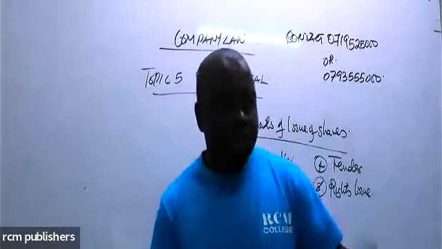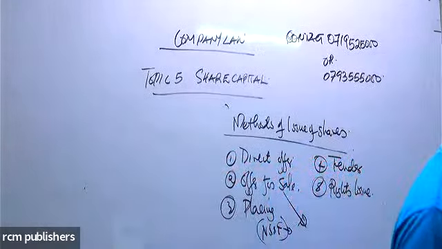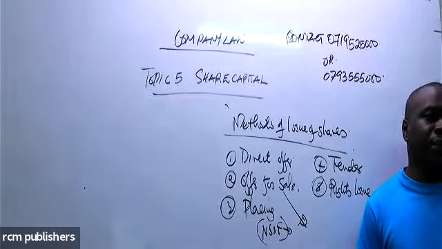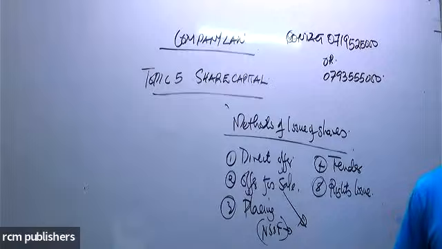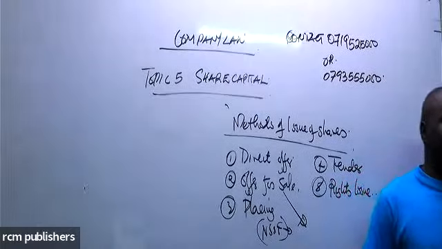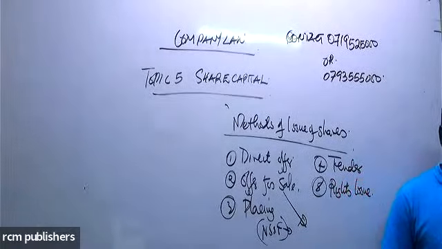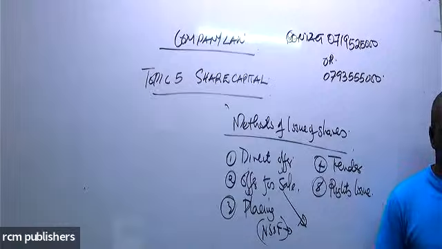For example, if all of us are shareholders in a company, the company convinces us to get extra or more shares, in proportion to the number of shares we already have in the company. So the company doesn't go into flotation to members of the public or inviting members of the public. They call upon us as members of the company to exercise that right.